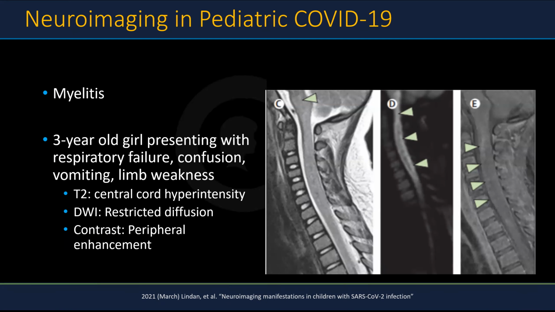Myelitis may present as in this 3-year-old girl who presents with respiratory failure, confusion, vomiting, and limb weakness. In this image, we see T2 central cord hyperintensity that extends through a long segment of the cord. There's restricted diffusion, and there is some peripheral enhancement on contrast-enhanced imaging, as shown in this figure E. Both the diffusion restriction and the contrast-enhanced imaging increased over time. This patient was imaged 3 times, and those findings became much more apparent with time.